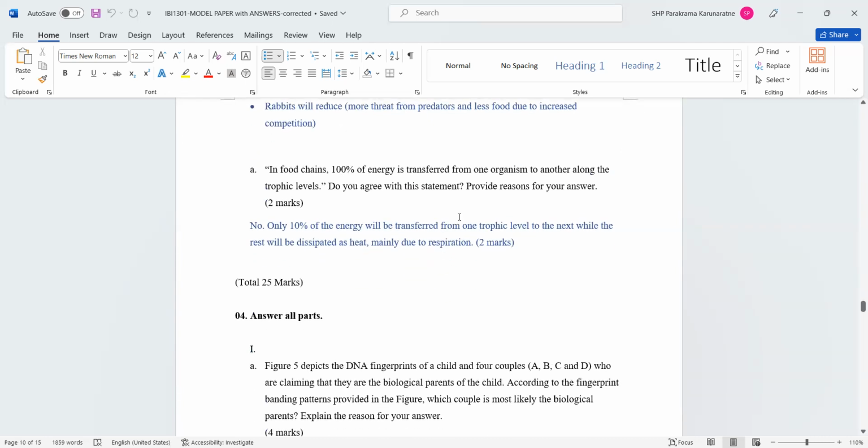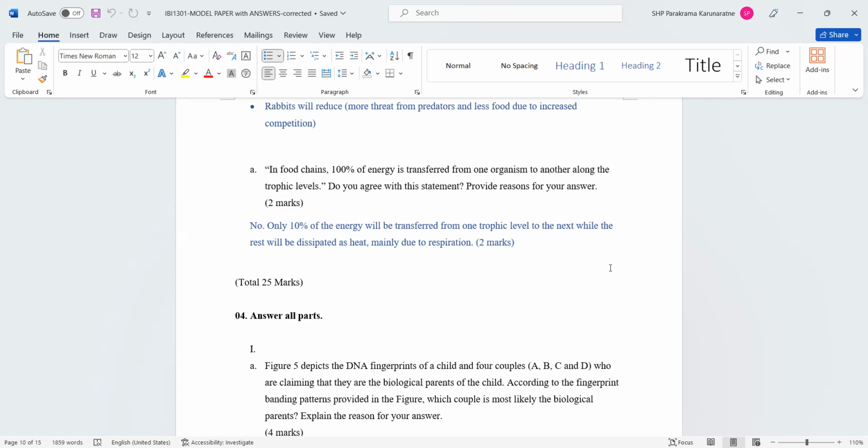In a food chain, 100% of energy is transferred from one organism to another along the trophic level. Do you agree with this statement? No, I said only 10% is going to the next level. If the plant is eaten by a rabbit, then the rabbit is eaten by a fox. The rabbit also does certain movements and uses that energy for its own needs. That energy disappears to the environment, right? Dissipates.